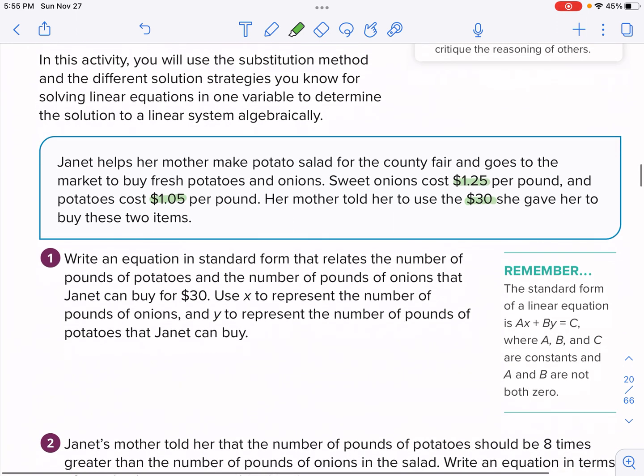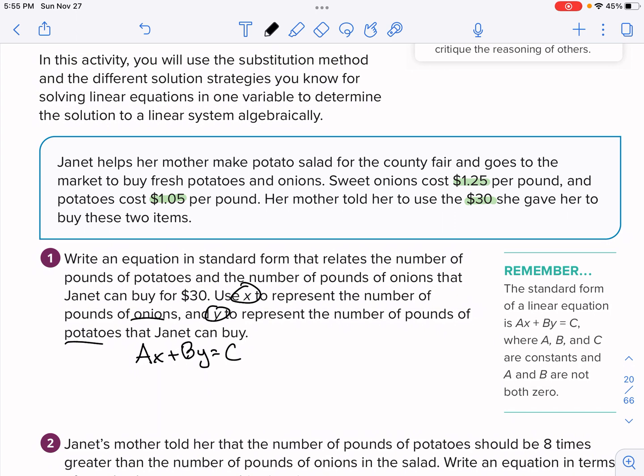Okay, so in this case, we're not going to use slope-intercept form because we don't have an initial value and a rate of change, right? This is more of a standard form, ax plus by equal to c, because we have two things and then a total. Number 1, write an equation in standard form that relates the number of pounds of potatoes and the number of pounds of onions that Janet can buy for $30. Use x for onions and y for potatoes.